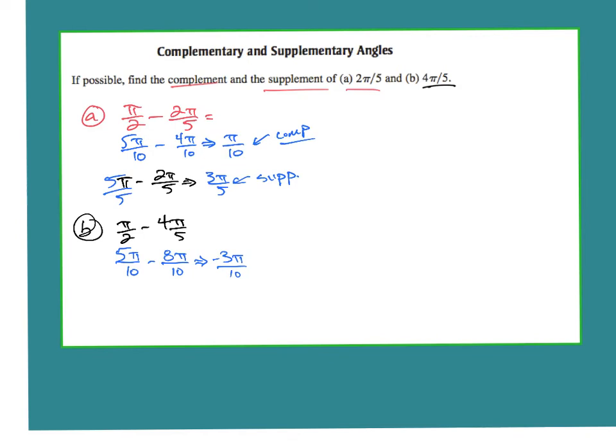All right. This next one, I need to find its supplement of this one. So now I say pi minus 4 pi over 5. Well, how do I want to think of pi as? 5 pi over 5. So I end up with pi over 5, and that is its supplement. All right, pretty good? All right, let's keep going.